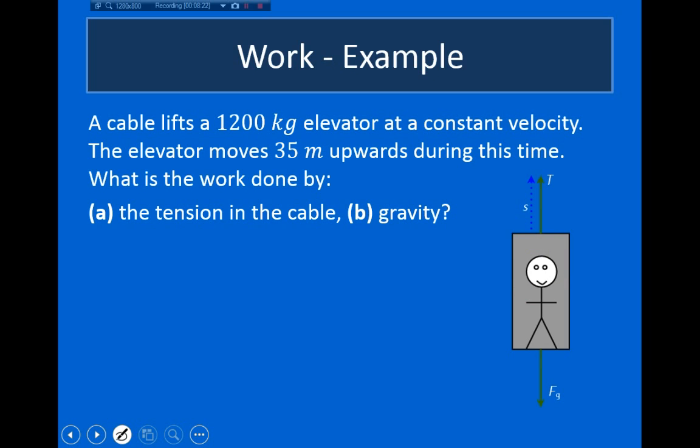So let's look at a couple of examples. The first example says, a cable lifts a 1200 kilogram elevator at a constant velocity. The elevator moves 35 meters upwards during this time. And the question asks us to find the work that is done by the tension in the cable and the work that's done by gravity.